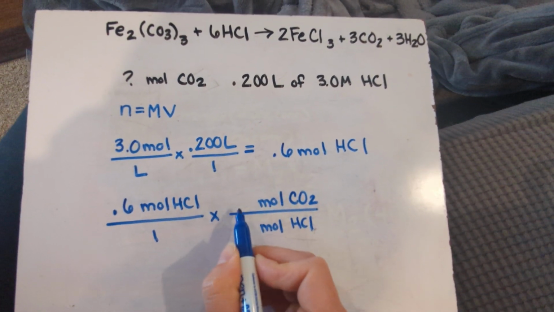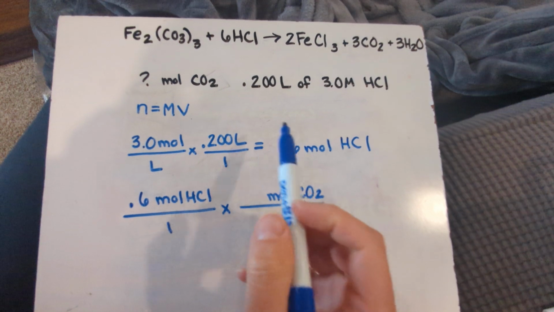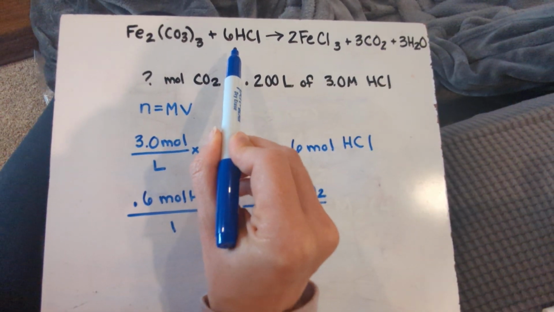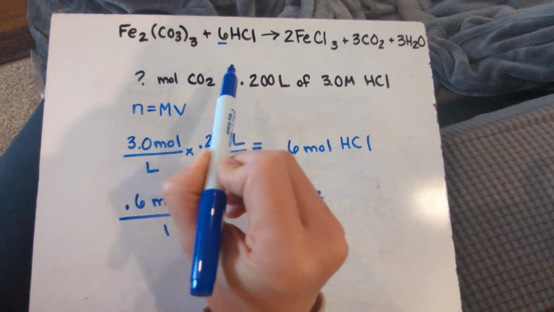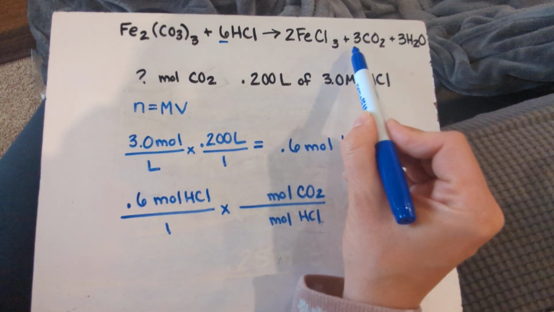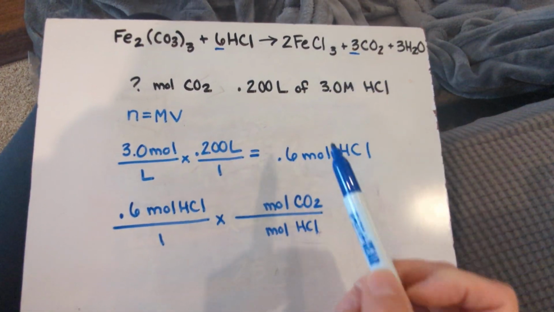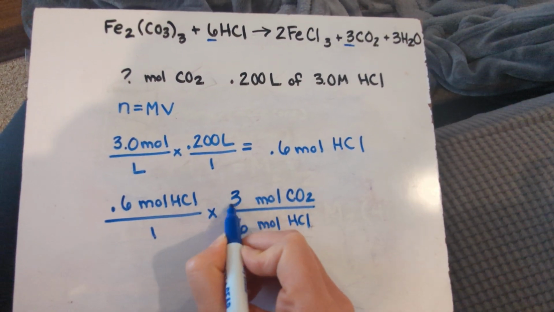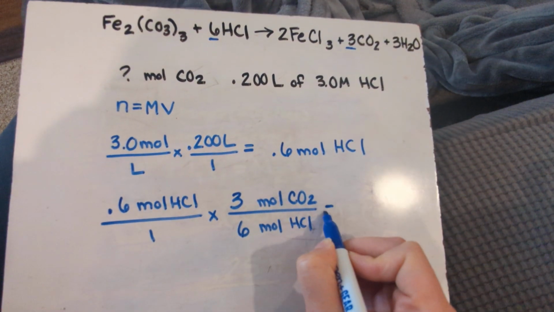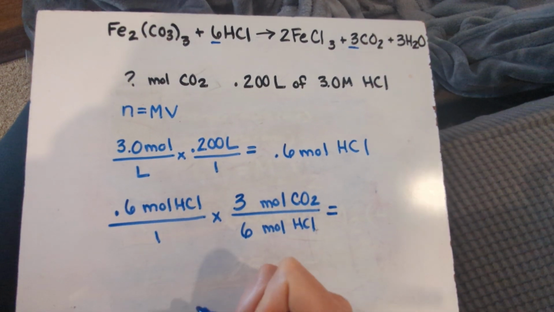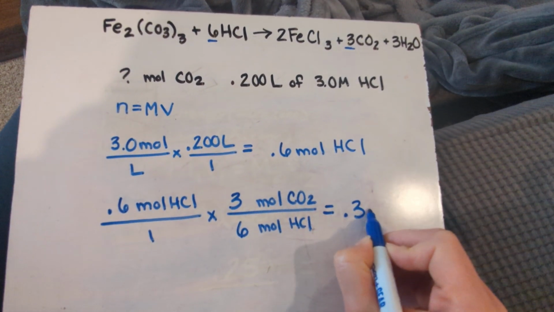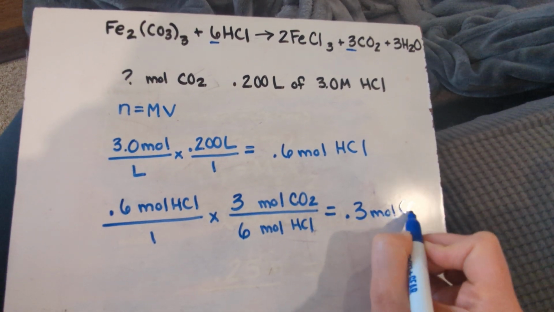What numbers do I fill in? Let's look at the equation. So here we look at the coefficients. So we want to find the HCl and the CO2. So 6 moles of HCl for every 3 moles CO2. Solve that out. Okay, you're going to have to do it, but I think it's going to be 0.3 moles CO2.